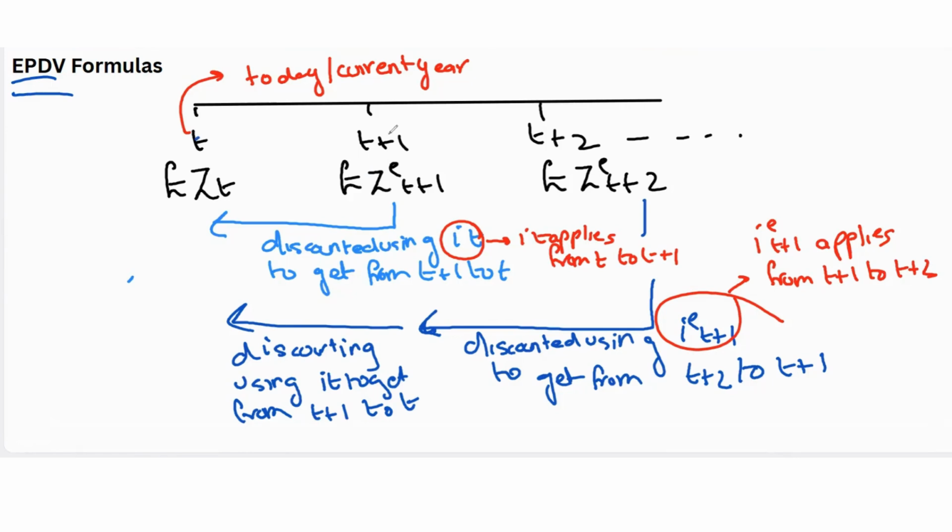The value at t plus 2, we first get it at t plus 1 using the interest rate that applies from t plus 1 to t plus 2, which is i^e_{t+1}. Once you have the value at t plus 1, you discount it to year t using the interest rate that applies from t to t plus 1, which is i_t.